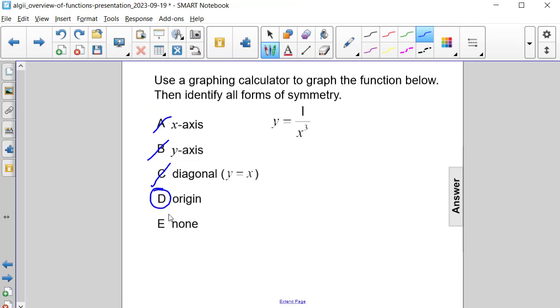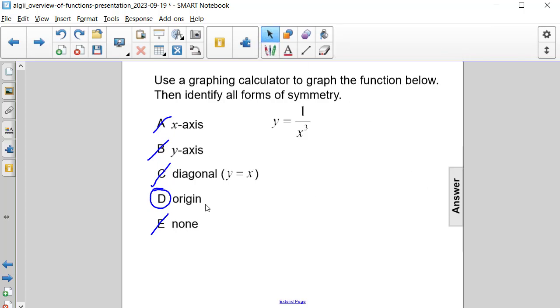And since it does have that symmetry, we can also rule out choice E, none. The correct answer here is D. This graph is rotationally symmetric about the origin.